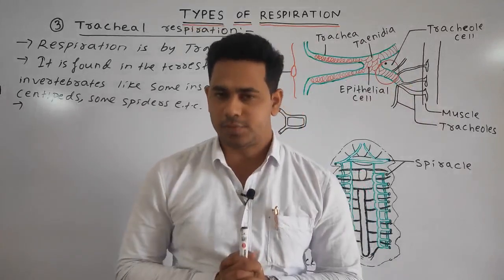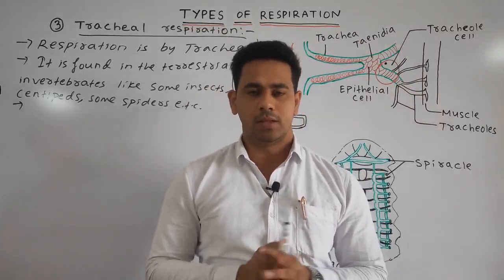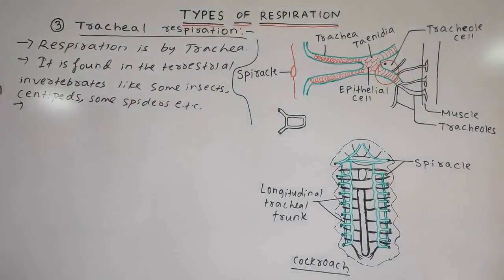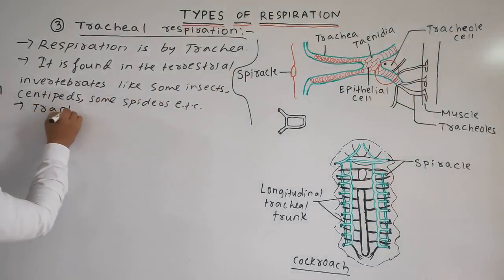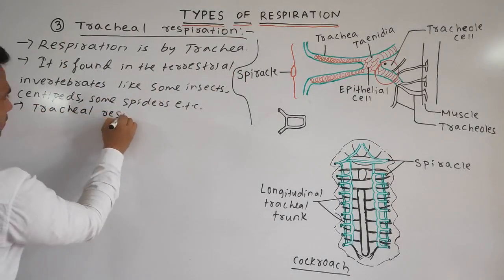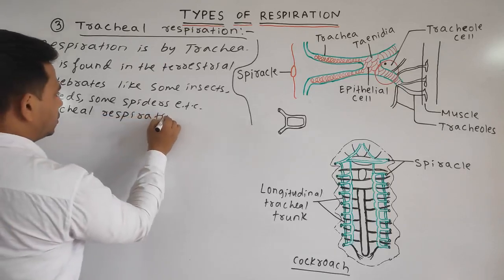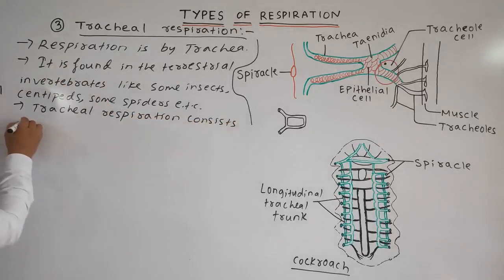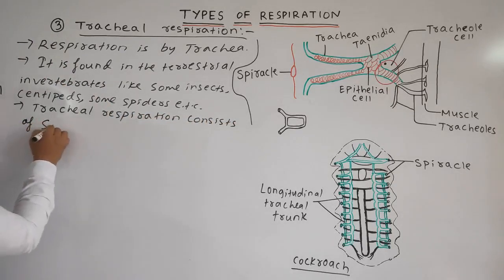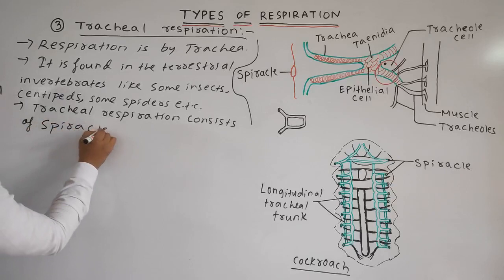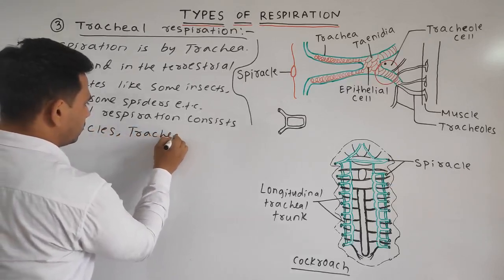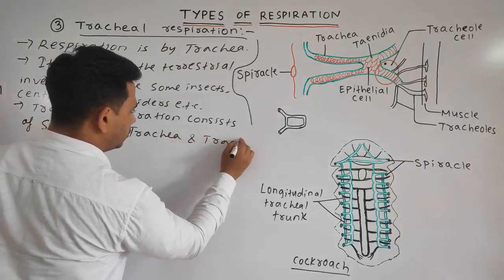Basically the tracheal respiration consists of generally the spiracles, trachea and the tracheoles. So the tracheal respiration consists of the spiracles, then the trachea and tracheoles.